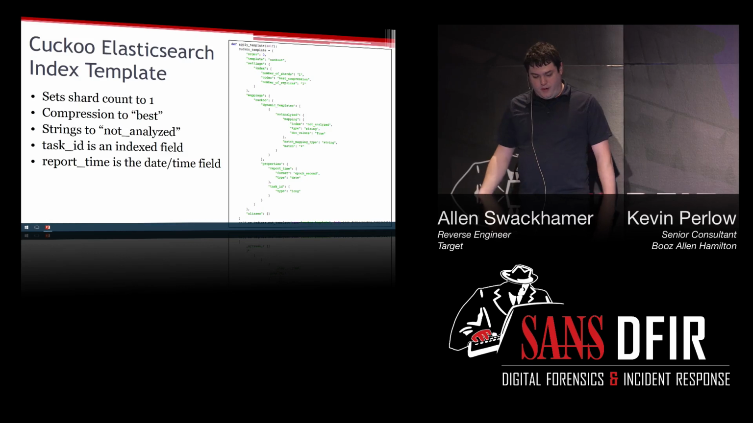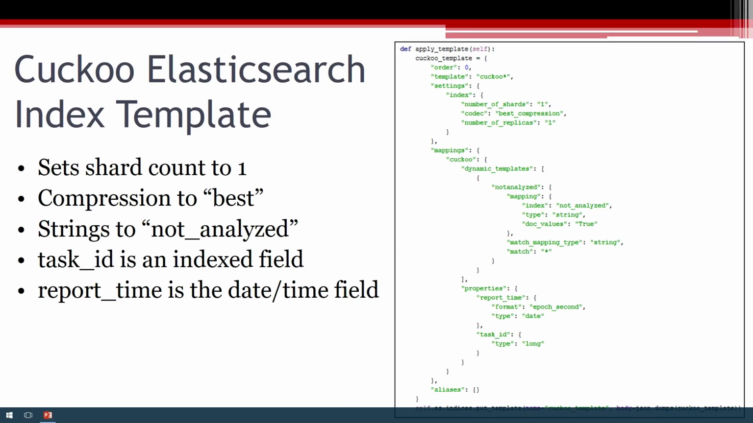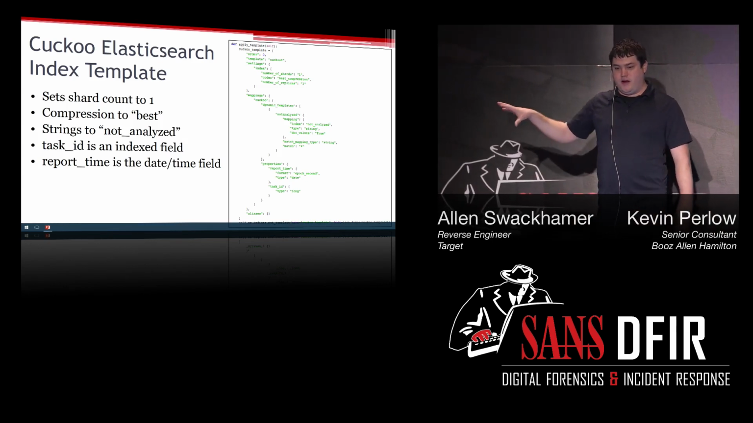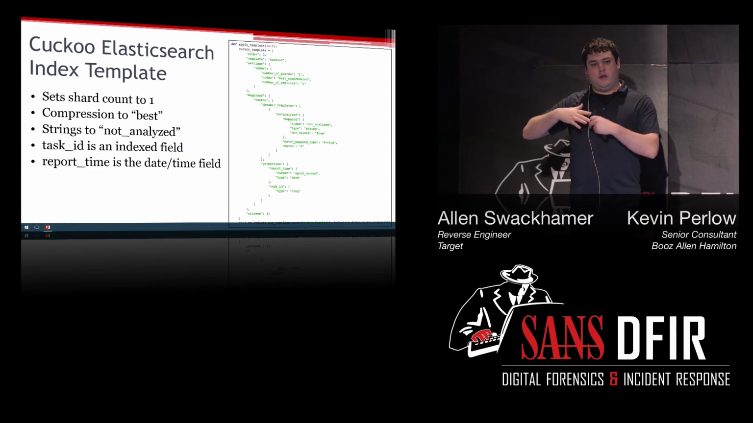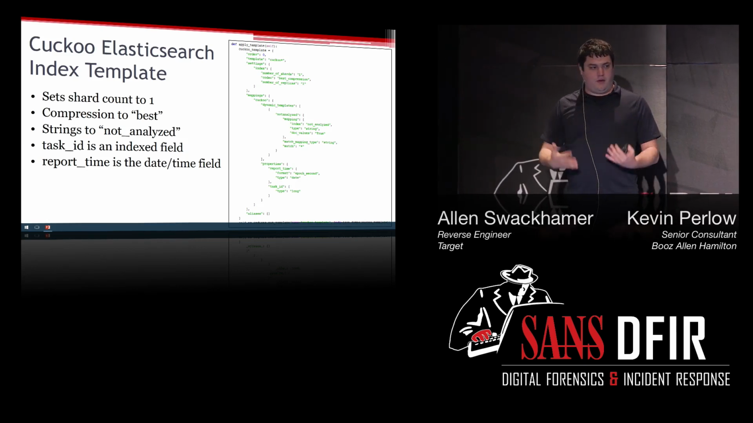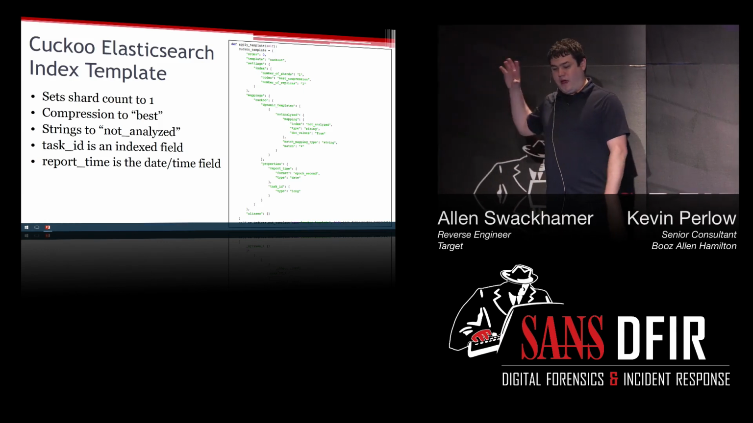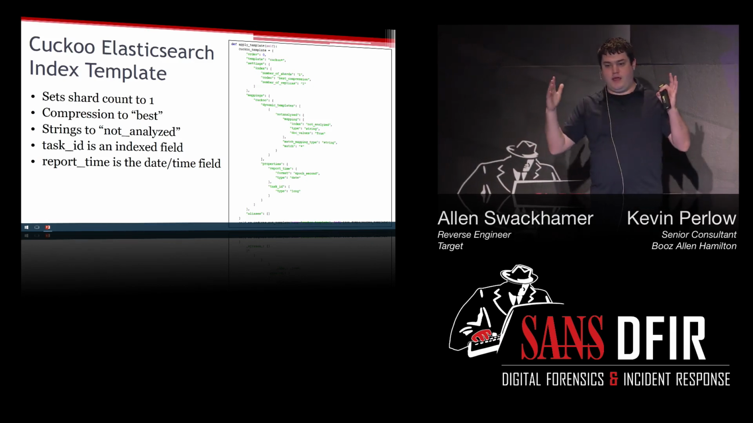So what really did we do with the Elasticsearch reporting module? We added this template. So this template does a couple of different things. It sets your shard count to 1, because it's logging type ingestion. We turn on compression. We added task ID. That task ID maps directly back to the task ID that Cuckoo has in its database. Report time, the time in which Cuckoo actually processed that. And we also turned strings to not analyzed. This is very important for later on when we do data aggregations because it won't split on common delimiters like white space, dots or dashes. So IPs will actually aggregate on the full IP and not break it apart.